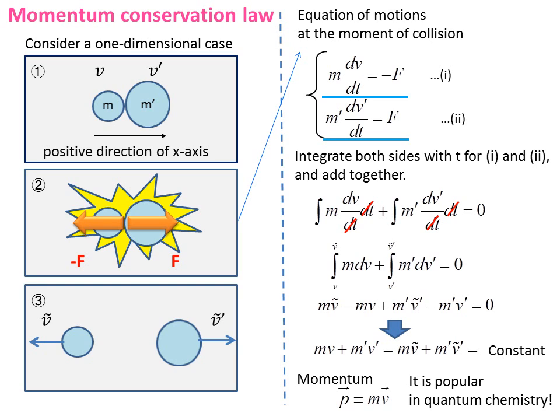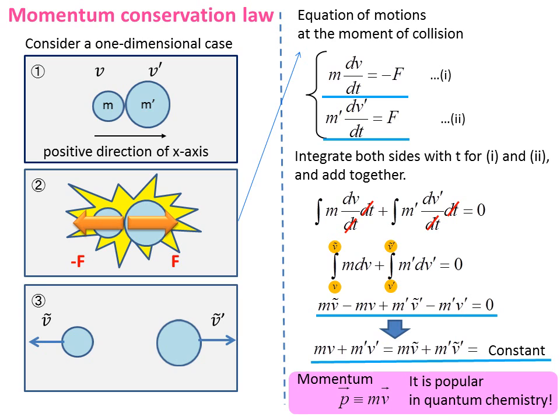Because m is independent of v, integrating m with respect to v gives the first order of v, which is the product of m and v. If the integral region of v is taken from the pre-collision v to the post-collision v tilde, the result of integration can be expressed as m v tilde minus m v, plus m prime v tilde prime minus m prime v prime. Moving the tilde terms to the right shows that m v plus m prime v prime is the same before and after the collision. The product of mass and velocity vector is defined as momentum, and the above equation is called the momentum conservation law.